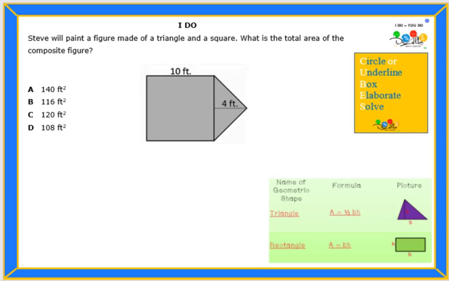Hello students, let's read this problem together. Steve will paint a figure made of a triangle and a square. What is the total area of the composite figure? So our question is, what is the total area of this composite figure?